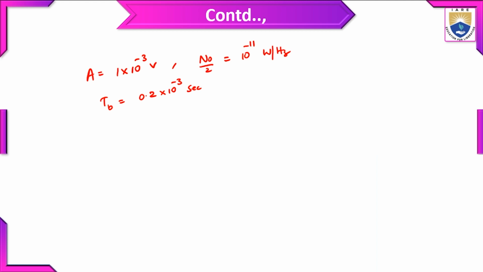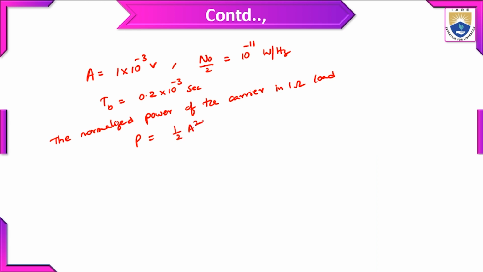So the normalized power. So with the given amplitude, we have to find the normalized power of the carrier in a 1 ohm load. Here they have not mentioned the resistor value, so we take it as a 1 ohm load. Then P is equal to 1 by 2 A square.